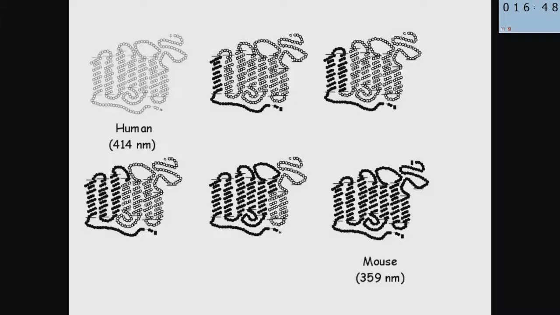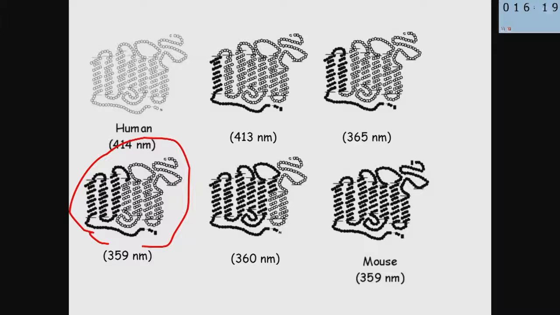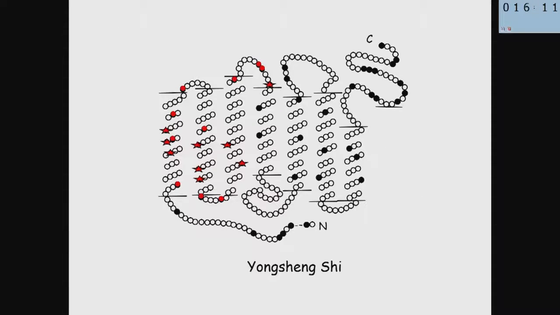So mouse and human, black and white. You put transmembrane 1, 1-2, 1-2-3, 1-2-5 of the mouse segment into human, then evaluate the function. That's phenotype 413. Nothing changed. 365, yes, it's promising. 359, 360. And now we can conclude from this that the difference between mouse and human vision lies in transmembrane 1, 2, 3. So we want to determine which amino acid differences are responsible for it.